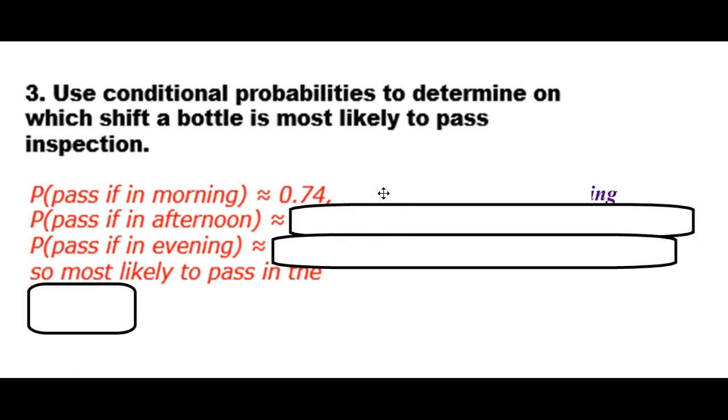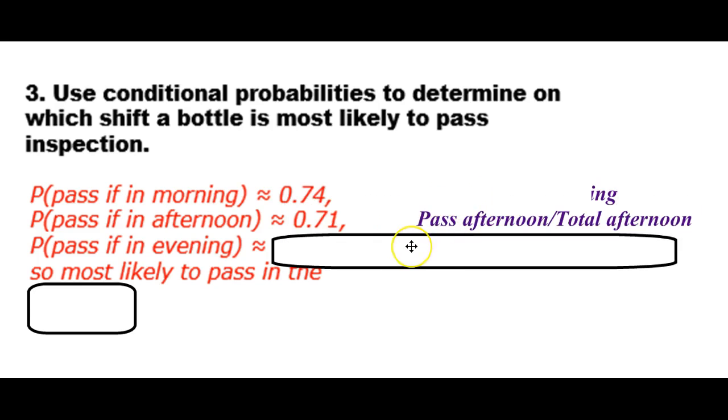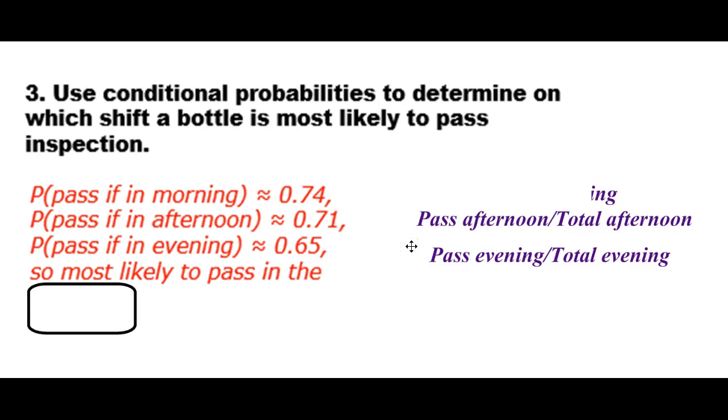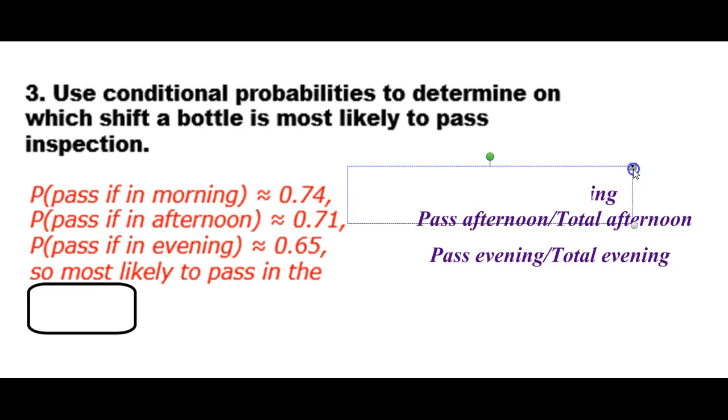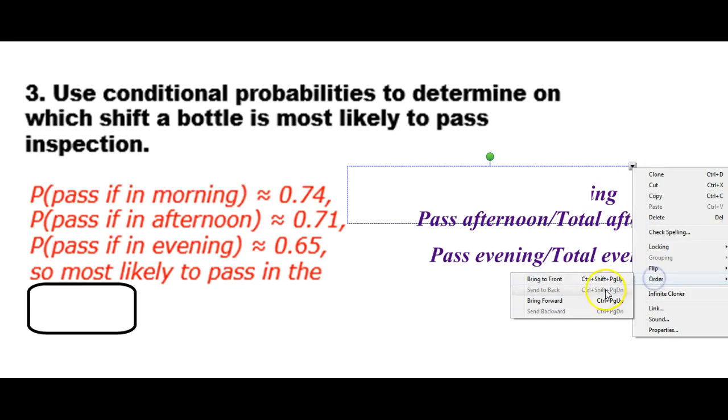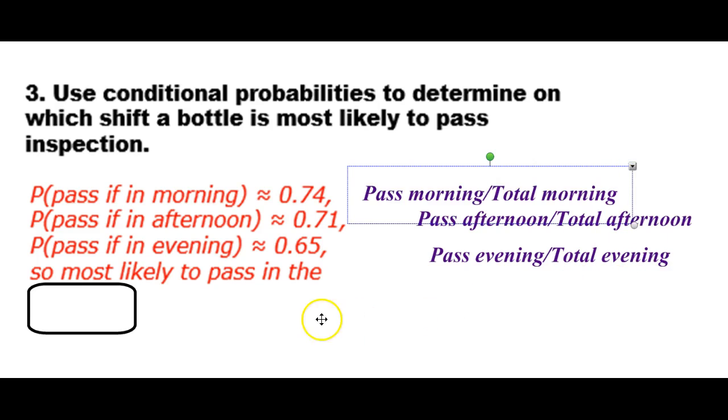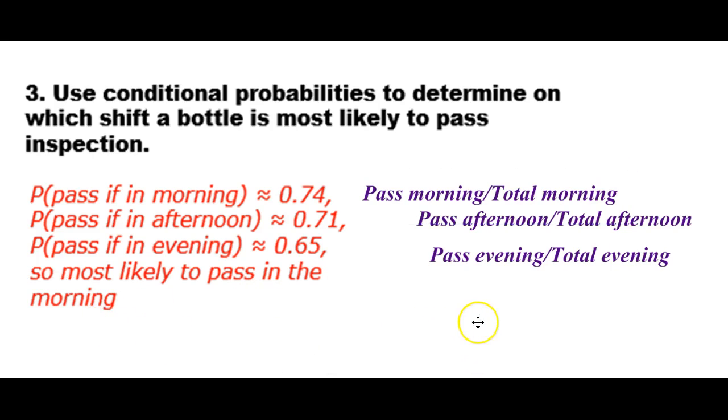Okay, probability of passing if in the morning. Oh, if in the afternoon. What happened to my words here? It went to the back. Order, bring to the front. There it is. Okay, so this is the reasoning behind it, and hopefully you have some basic understanding.